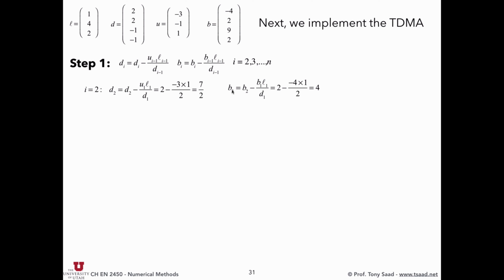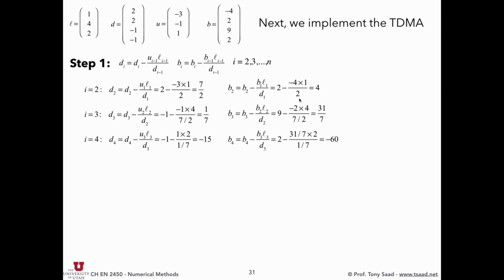Now we go to B2. B2 is equal to the old value of B2, which is 2, minus B1 L1 over D1. What is B1? It's minus 4. What is L1? It's 1. And what is D1? It's 2. And you get 4. And so on. You repeat for i equal 3. You repeat for i equal 4.